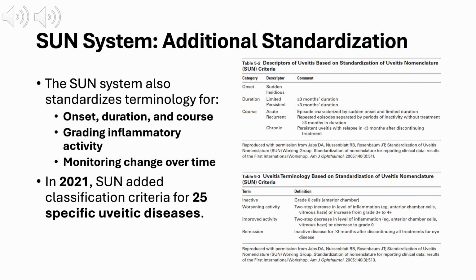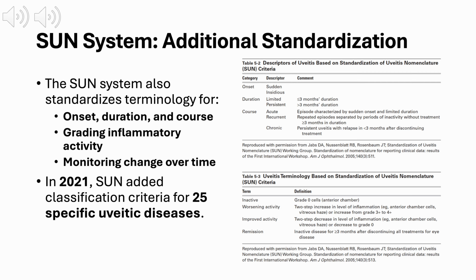Acute uveitis has a sudden onset and limited duration. Recurrent disease consists of repeated episodes separated by at least 3 months of inactivity without treatment. Chronic uveitis is persistent inflammation that relapses within 3 months after treatment is stopped. The bottom table standardizes how we describe changes in inflammatory activity. Inactive means 0 anterior chamber cells.